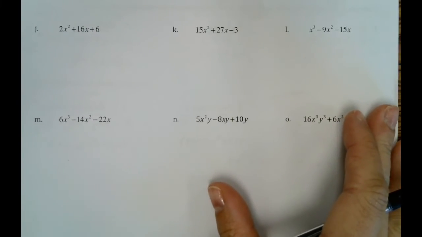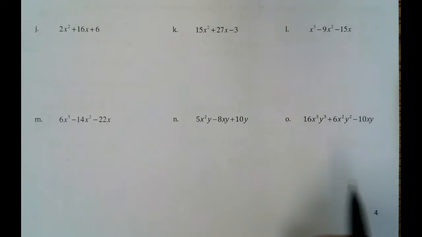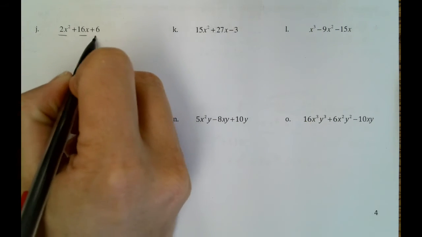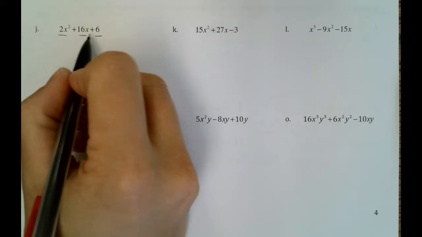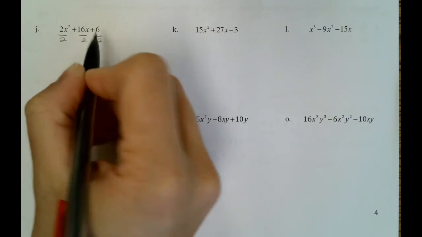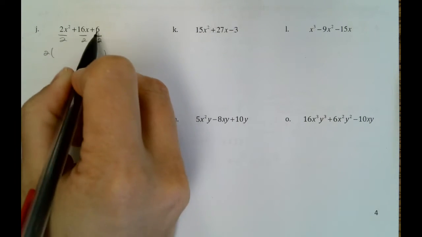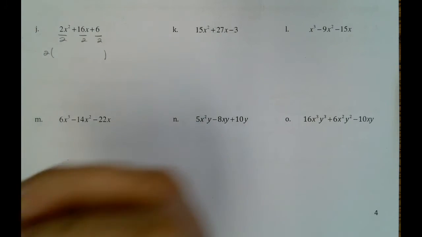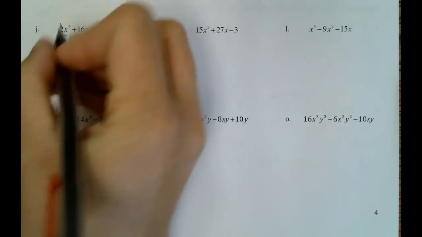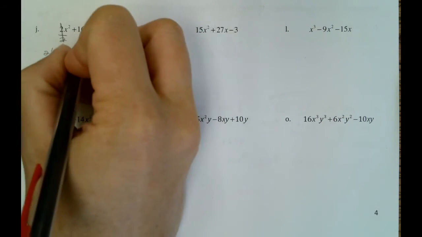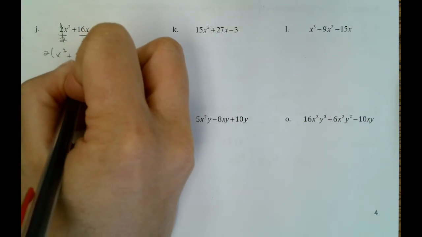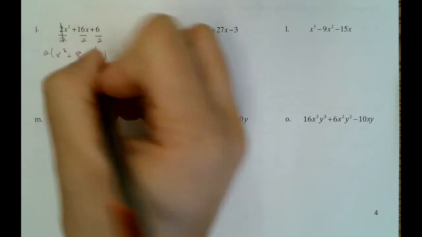Okay, now we have 3 terms starting in letter J. So if we look, each one of these is divisible by 2. We cannot divide out an x because the 6 does not have an x. So our 2's cancel. 16x divided by 2 is 8x. 6 divided by 2 is 3.